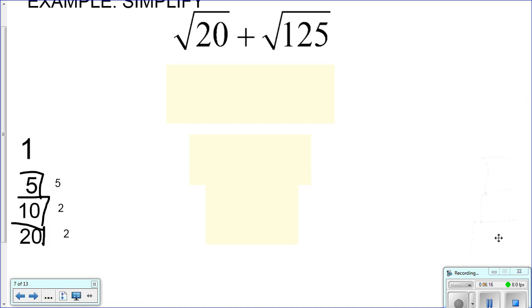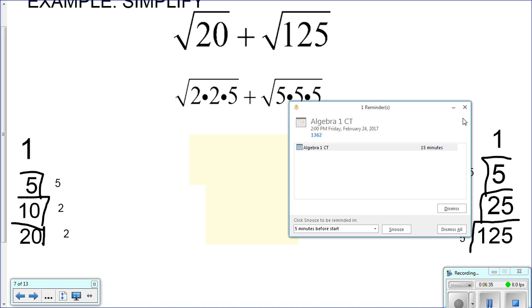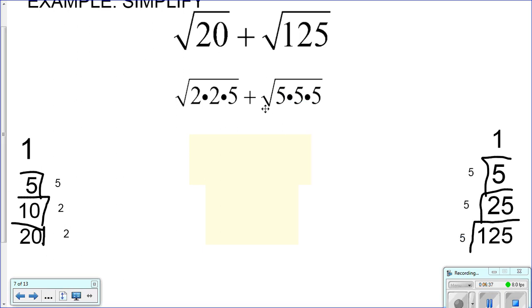And 125, I can divide by 5, which gives me 25, which I can divide by 5, which gives me 5, which I can divide by 5, gives me 1. So that's a pair of 5's as well. It gets on the outside, but one single 5 stays on the inside. And all those pairs we already talked about give me 2 times the square root of 5 plus 5 times the square root of 5.